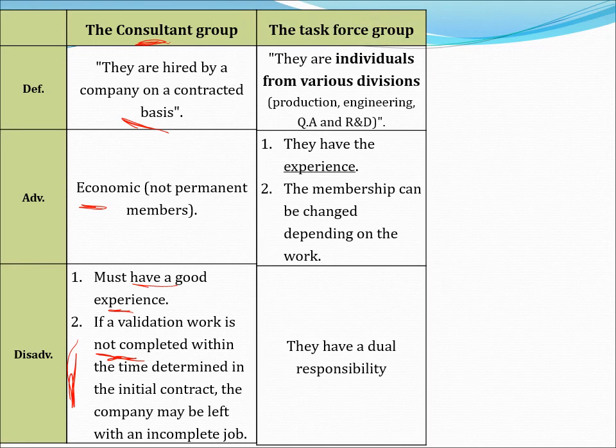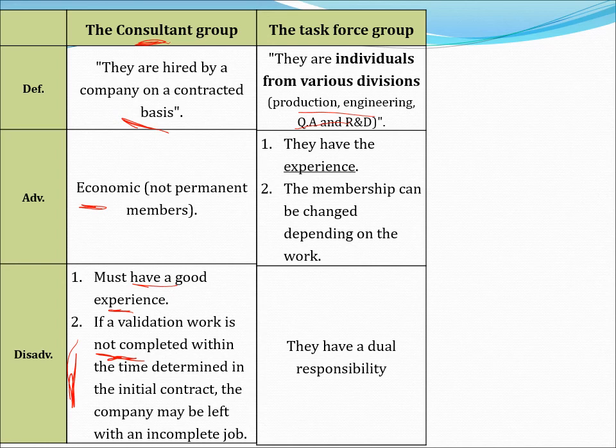Second option is having a task force group. Task force group means you are bringing individuals from other departments, like a representative from quality assurance, from production, from engineering, from R&D. For a certain period of time you are changing their job. You are giving them other duties. You are assigning them to make the validation for 1 or 2 weeks, and after they finish, they will go back again to their department to continue the normal duties or normal job.